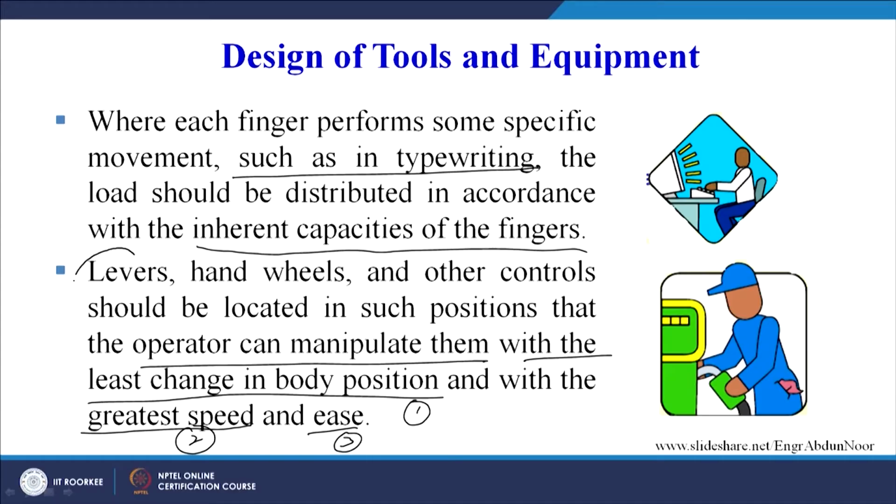You have the accelerator, the brake and the clutch in your feet. You have the steering wheel, and you can change the song with the controls available on the steering wheel only. You can manipulate the gear without changing your body position. Driving a car is a good example of this principle of motion economy. Levers, hand wheels and other controls should be located so that they can be manipulated without changing the body position.